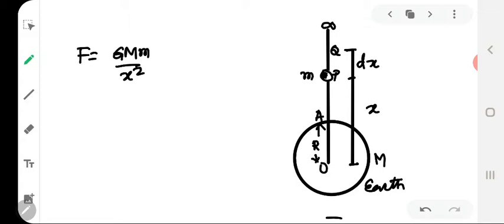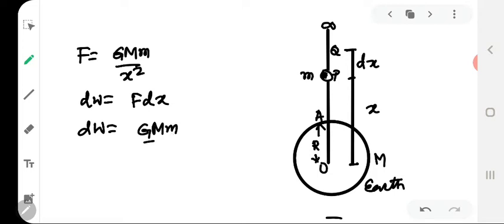Therefore, work done in moving the body against gravitational attraction through an infinitesimally small distance dx, as you can see in the figure, we have marked that position to be Q. So if the object of mass small m is moved from position P to small q through a distance dx, then the small amount of work done is given by F dx, and on substituting the value of force we get work done to be equal to GMm by x square into dx.